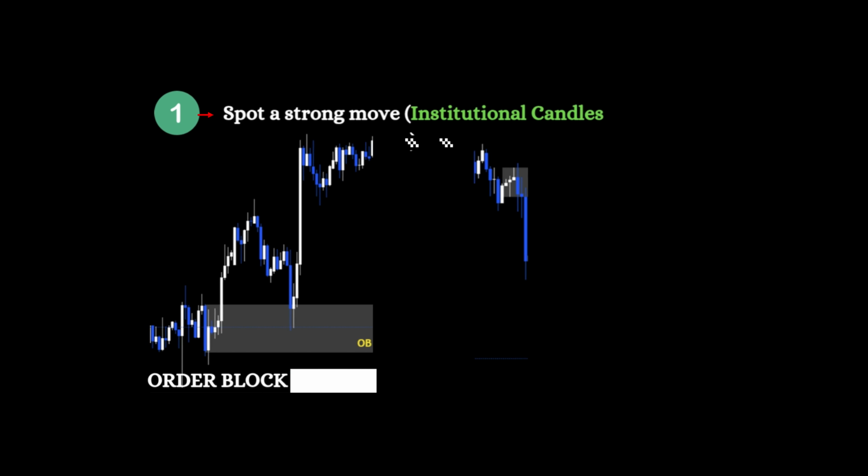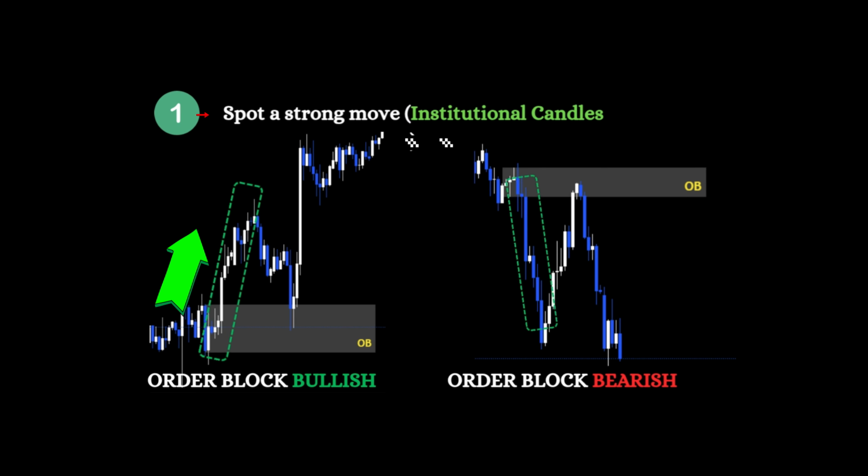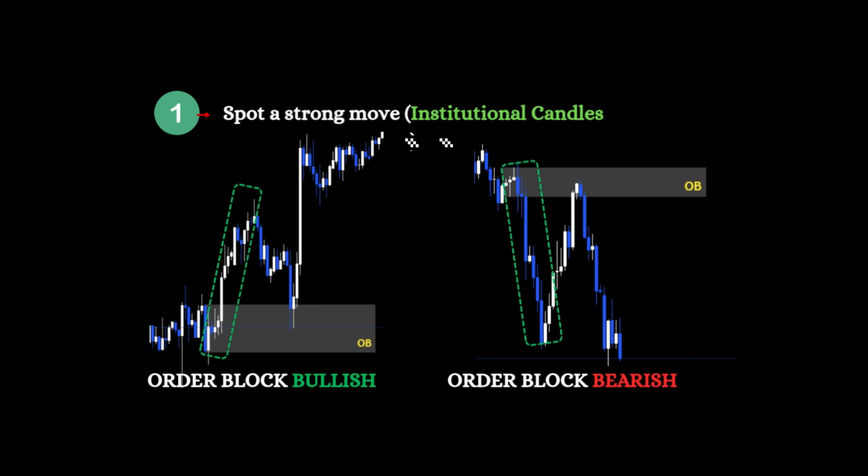The first sign of an order block: look for a big fast move in one direction. Most of the time, you'll see large candles forming one after another, either all going up or all going down. It's like the big players, banks and institutions, suddenly push the price strongly in one direction.